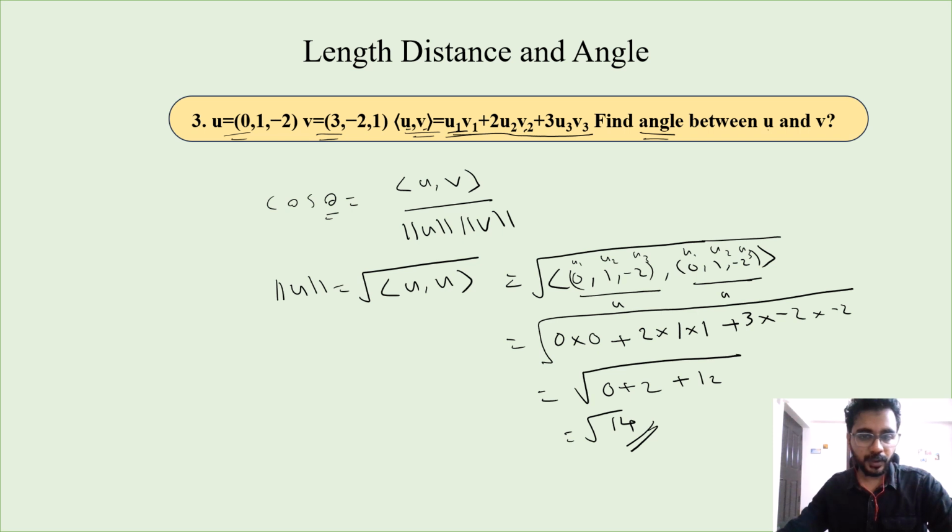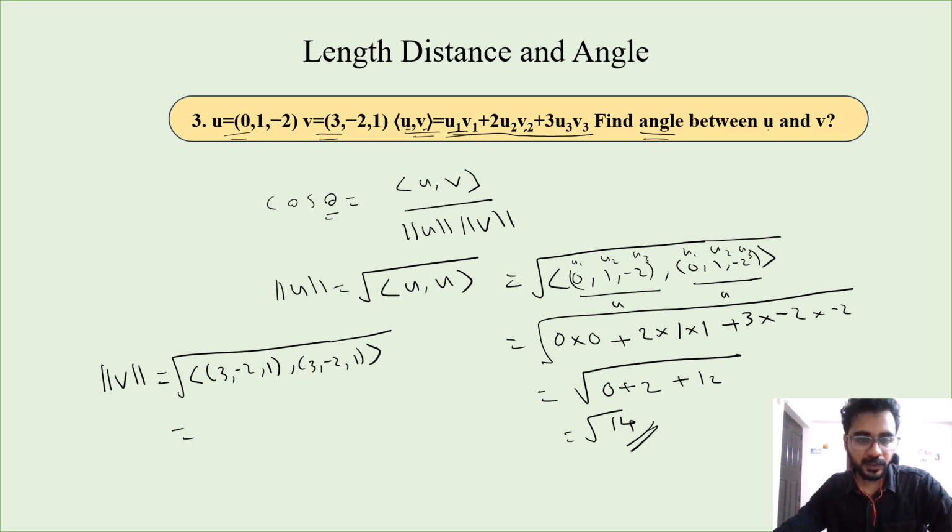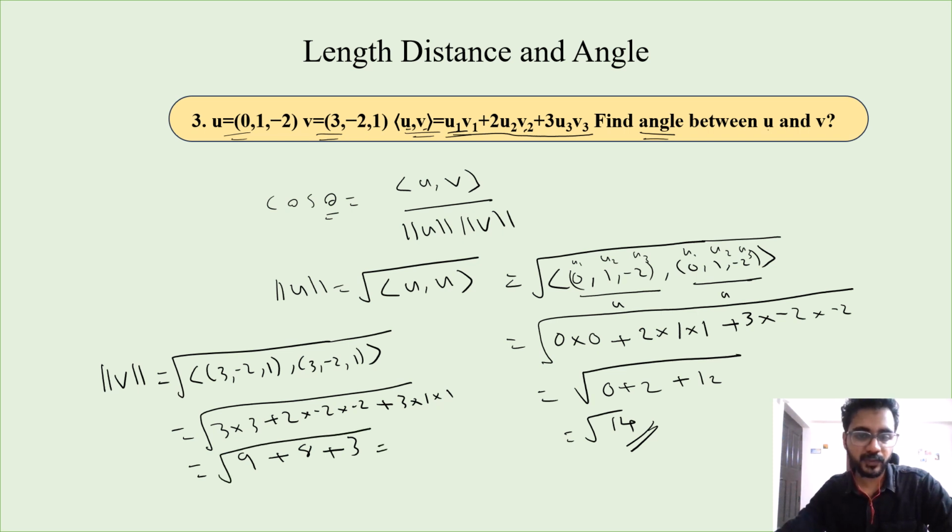Okay. Now I need to calculate the length of v, which is the square root of the inner product of 3 comma minus 2 comma 1 with 3 comma minus 2 comma 1. This we need to calculate. Here I am substituting directly u1 v1, that is 3 into 3, plus 2 into minus 2 into minus 2, plus 3 into 1 into 1. Okay, so the answer will be square root of 9 plus 8 plus 3, which is 9 plus 3, 12, plus 8, 20, root 20. Okay, we got length v and length u.